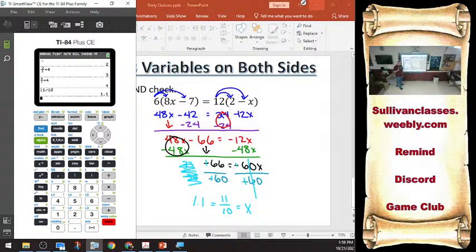I take that back. Some of the Casios will actually have their own button, just ANS. So it's still down there in that corner. Okay, so I'm going to take 6 parentheses 8 times my answer, and I'm just going to smash them together like that because that's what they're doing. Minus 7, close the parenthesis.